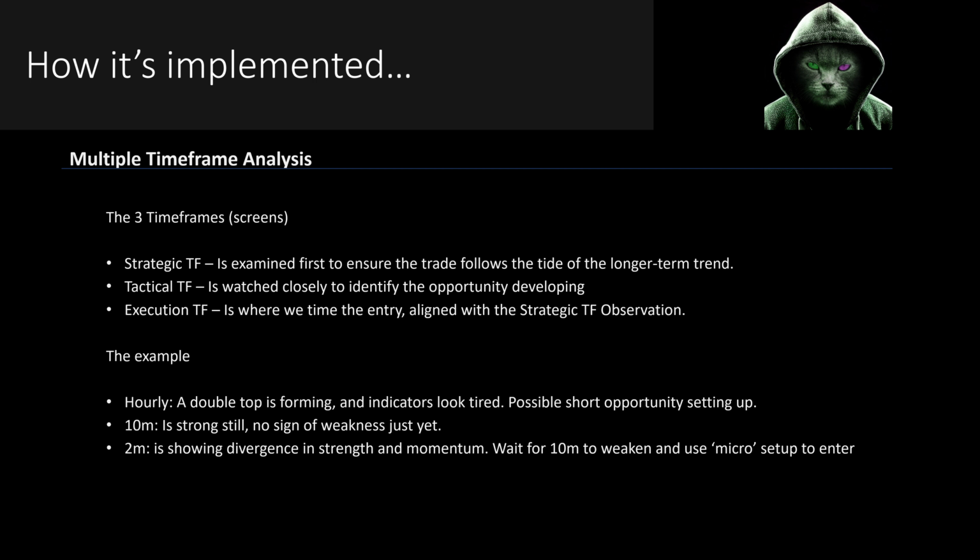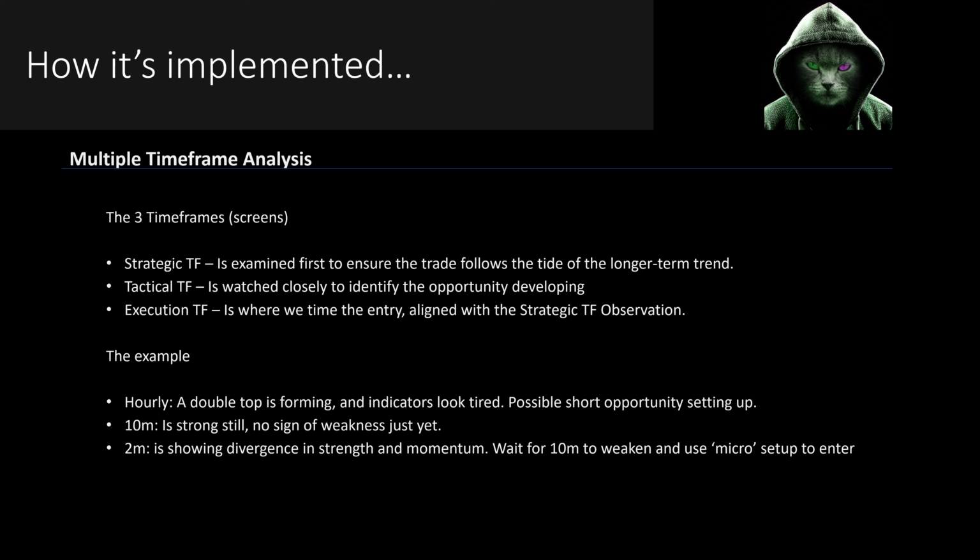Now, the three time frames. Strategic is the first one you really want to examine. You want to take a look at that one, study that chart, and make sure that you know what's going on there. Are you seeing double tops or whatever? Basically, where are you in the forest of things? Then you move down to the middle screen, his tactical time frame. That's the one you're watching closely to identify the opportunity as it develops. And then the execution time frame is where you're paying strict attention to those minute details and how you can really time that entry.